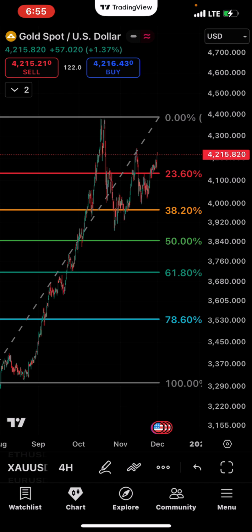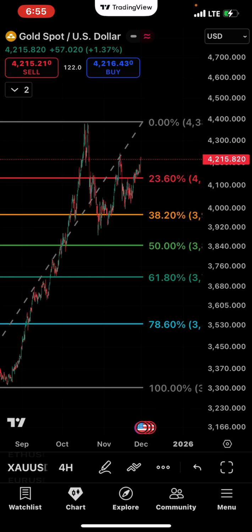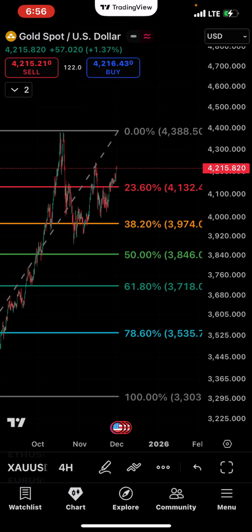Drawing it on 4 hours time frame, you see that we have 78.6% zone, 61.80, 50%, 38.20, 23.60% zone. When market started pulling down that day, market got to this 38.20%, and market reacted at this place and started pushing upward.